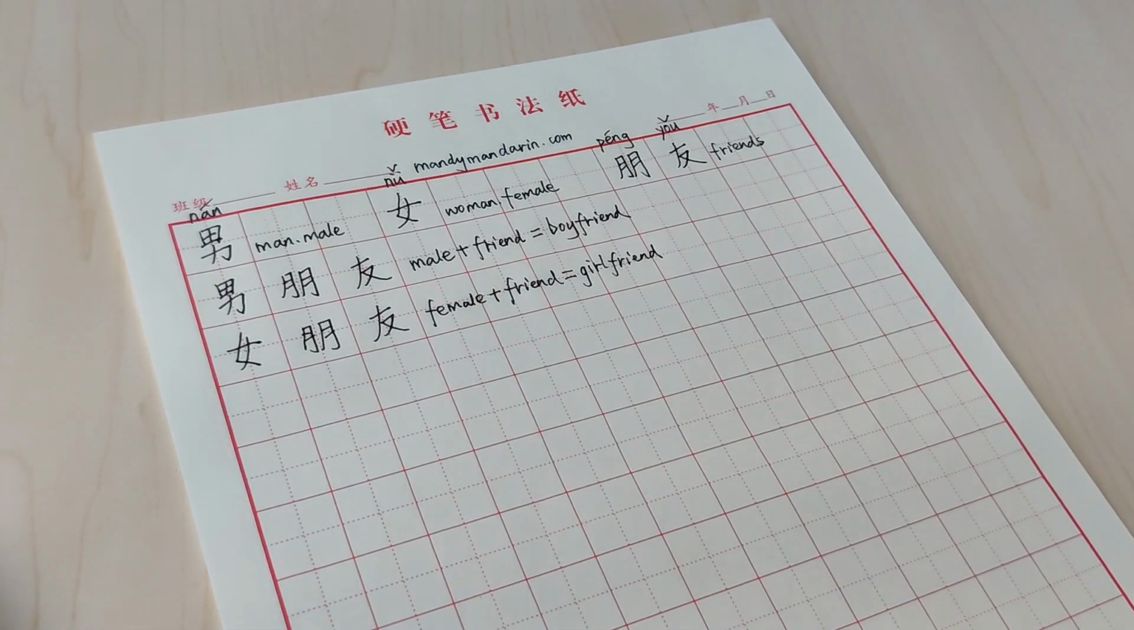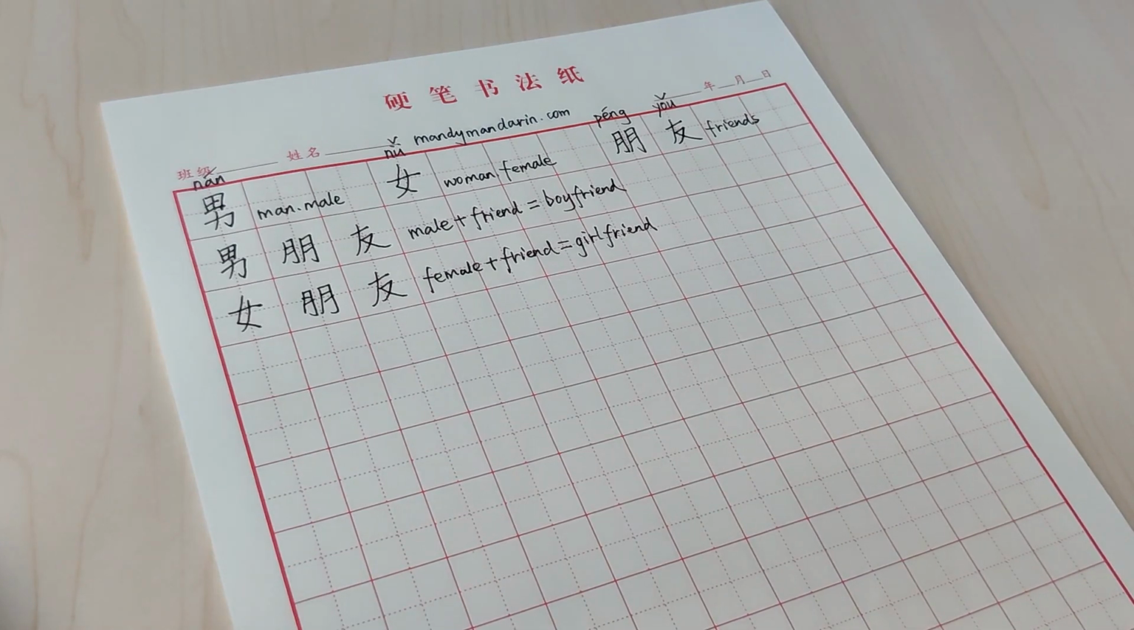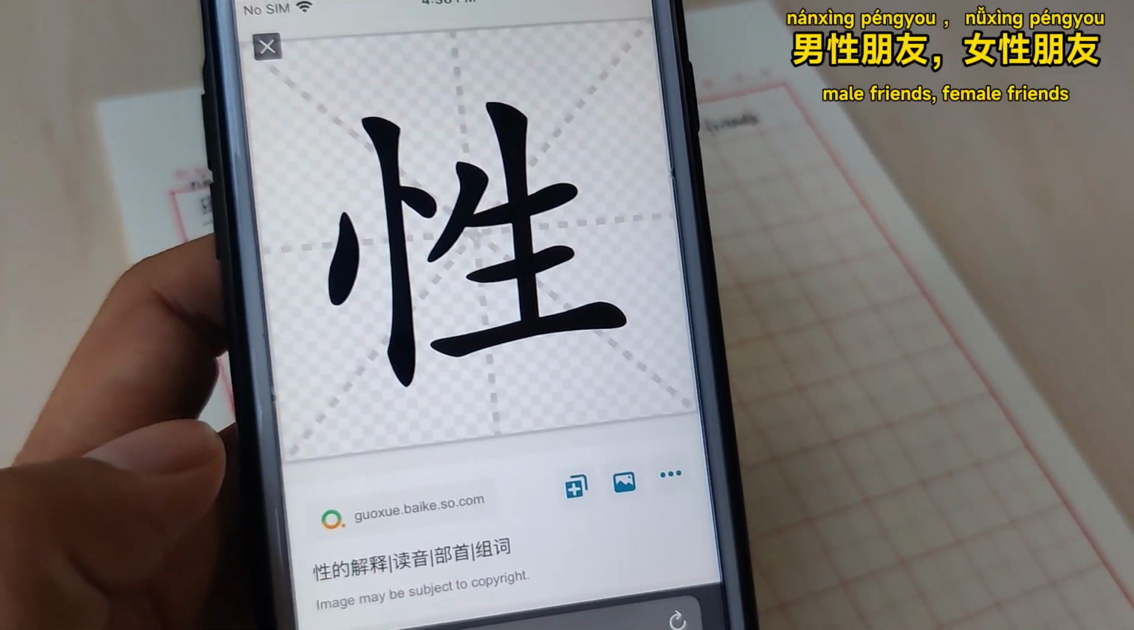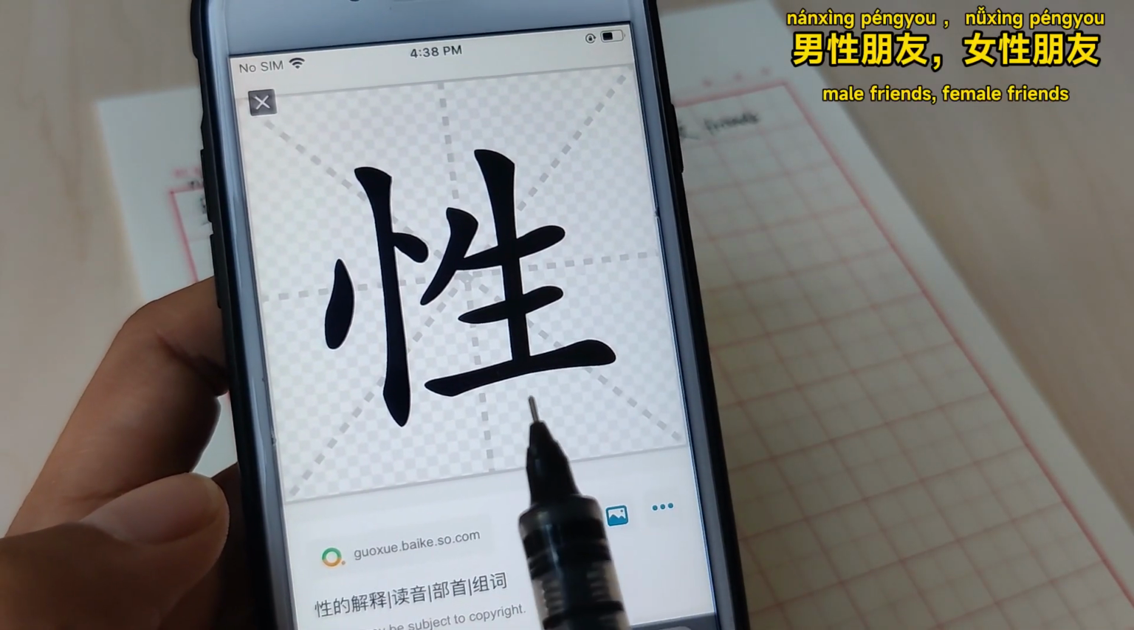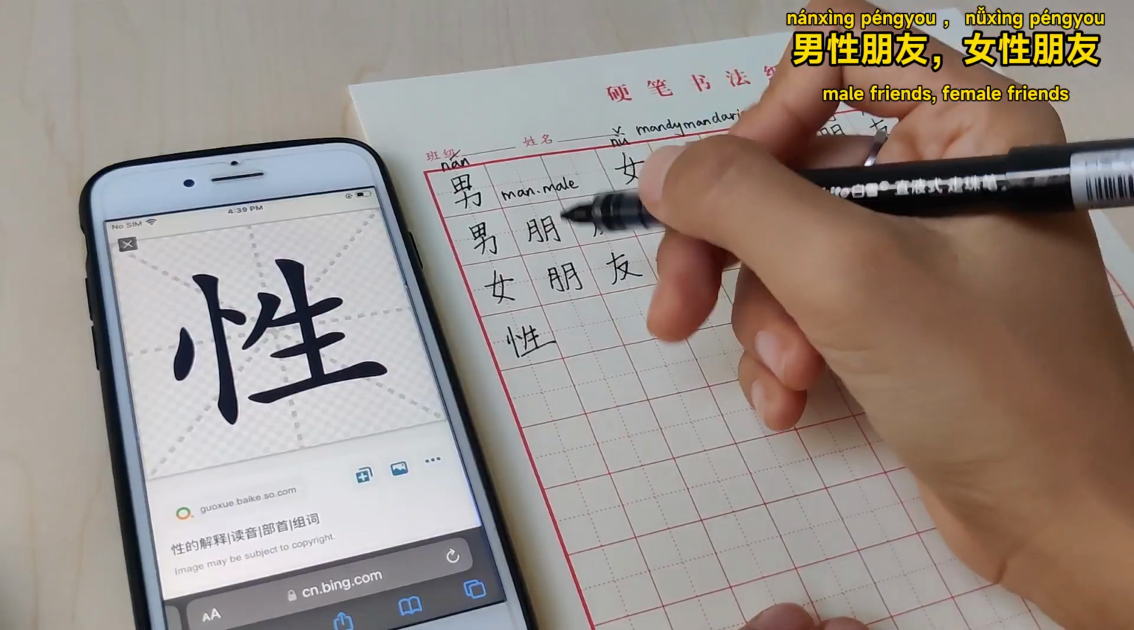Okay, so, but what I mean is the male friend. That is not my boyfriend, but it's one of my friends, and who is a man. Well, in that case, we will need another word, which is 性, which means gender. Let's write it here.